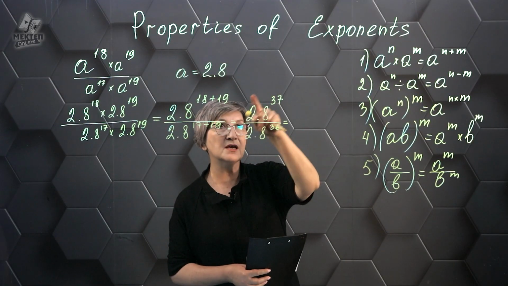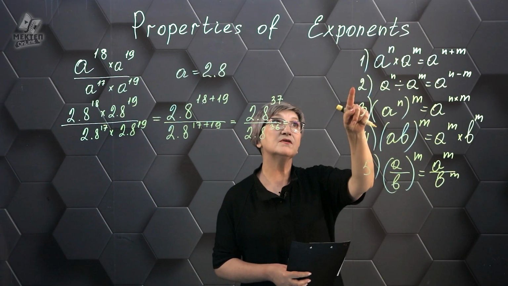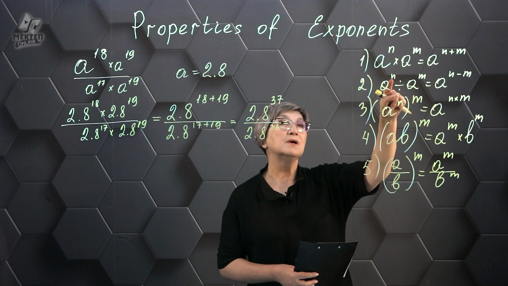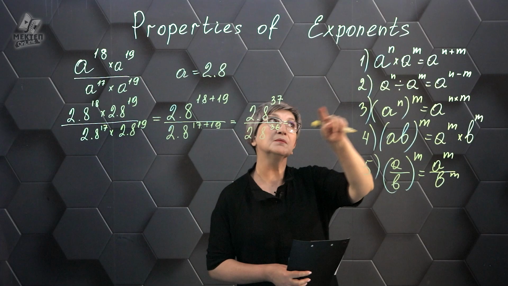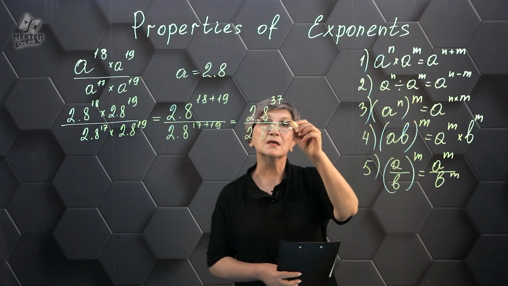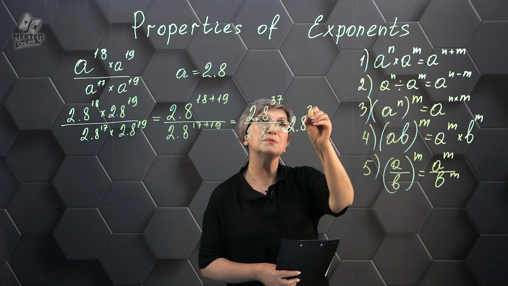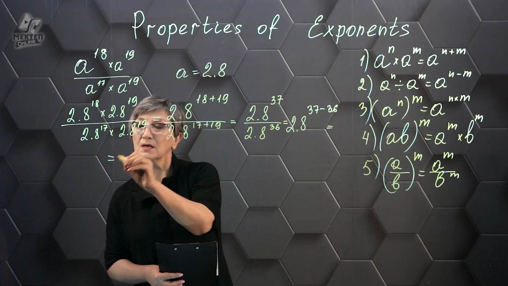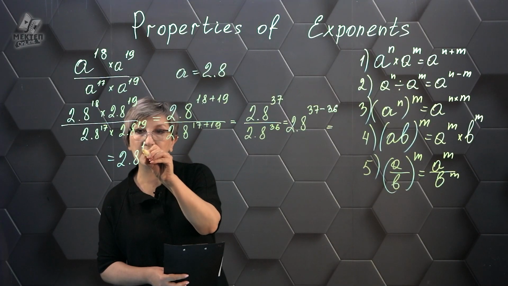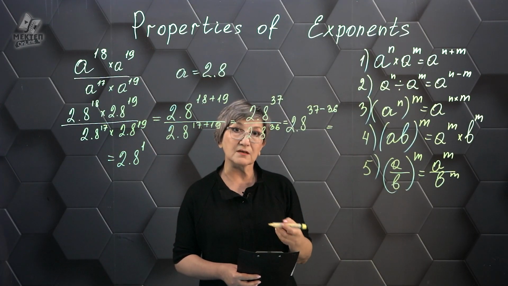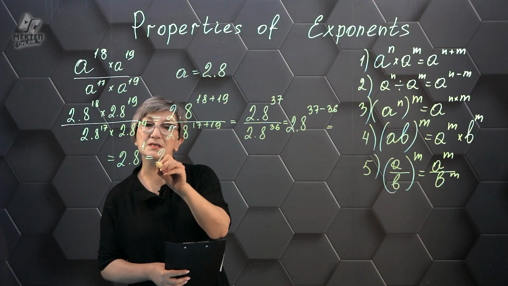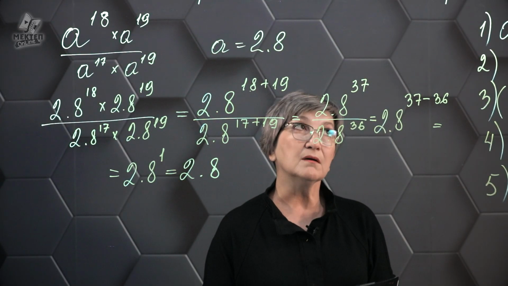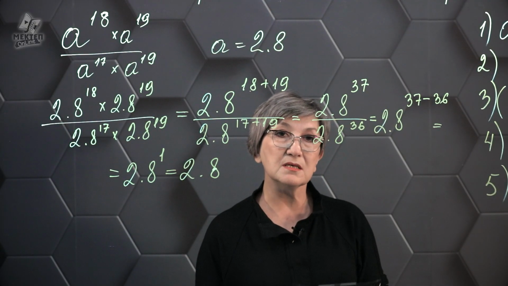Then, in order to calculate the value of this fraction, we'll use the second property and subtract 36 from 37. So 2.8 to the power of 37 minus 36, and the result is 2.8 to the power of 1. And 2.8 to the power of 1 is 2.8. We solved this example by applying the properties of powers.